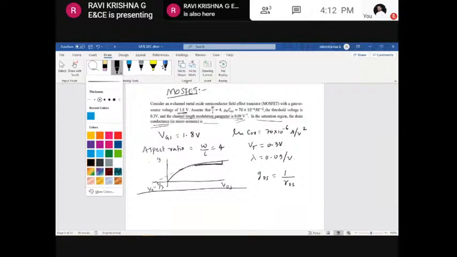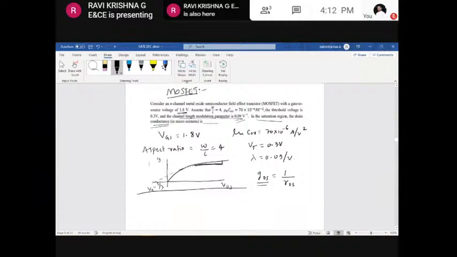So here we need to determine the drain conductance, which is nothing but 1 over RDS. How to calculate this? Here it is in saturation. What is RDS here? RDS is nothing but 1 over slope.